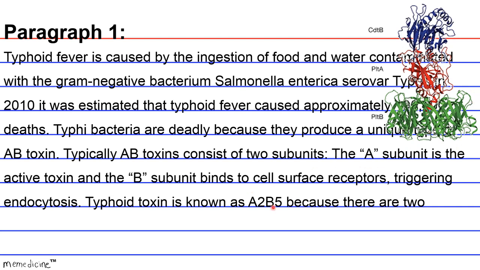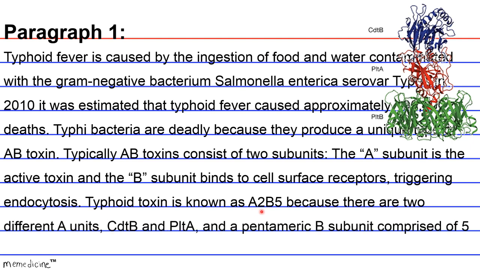Typhoid toxin is known as A2B5 because there are two different A subunits, CdtB and PltA. So here go the two different A subunits, and a pentameric B subunit, PltB, comprised of 5 PltB peptides. Okay, so this is Figure 1 depicting the typhoid toxin A2B5.